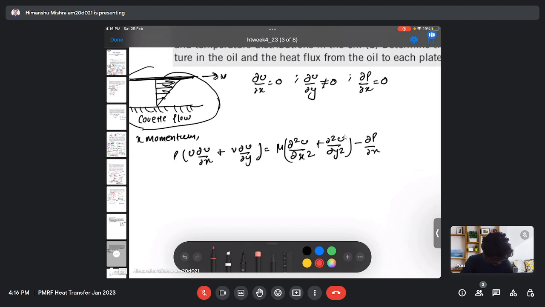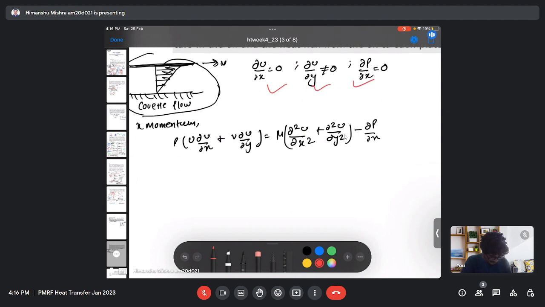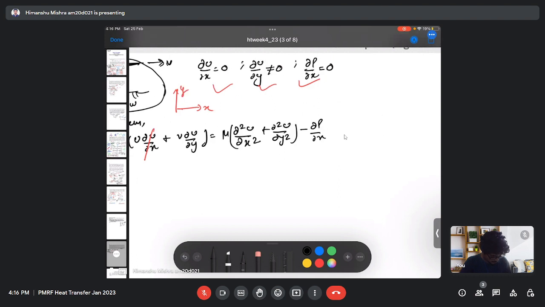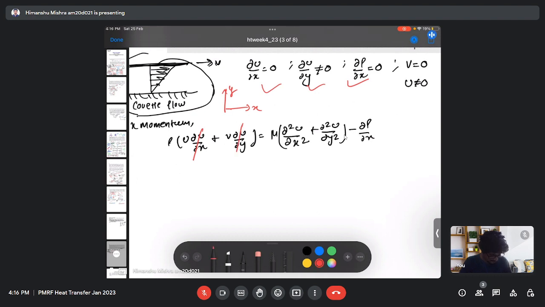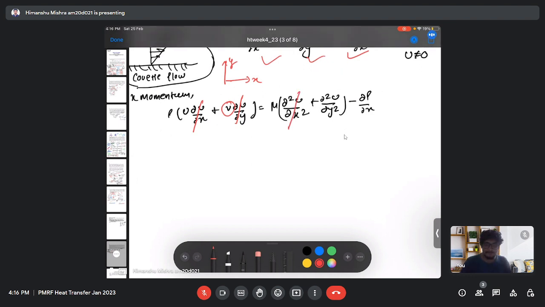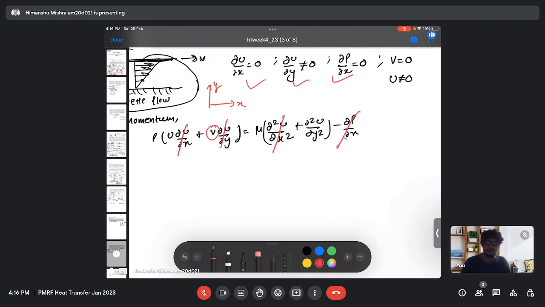Now when we use these three relations, I can say that this term will be 0 because there is no variation of velocity in the x direction. So this is my x and this is my y direction. And two more assumptions: my vertical velocity will be 0 and my horizontal velocity will not be 0. So this will be 0 again because my vertical velocity is 0. This is 0, and my pressure gradient along the spatial direction x will be 0 again.